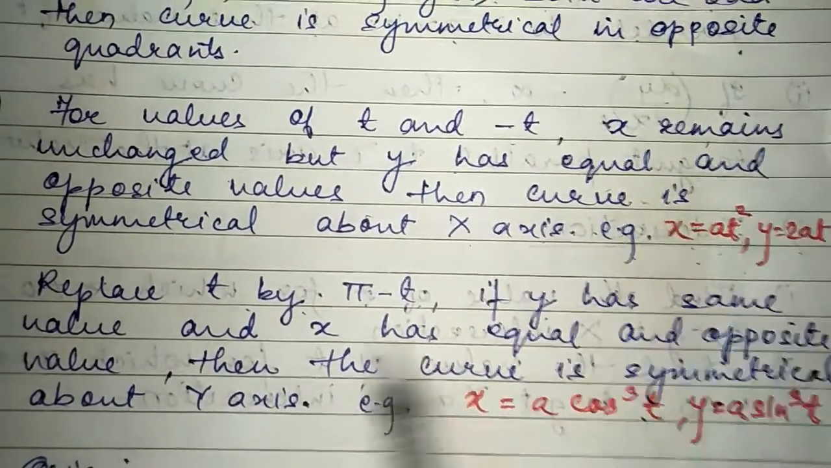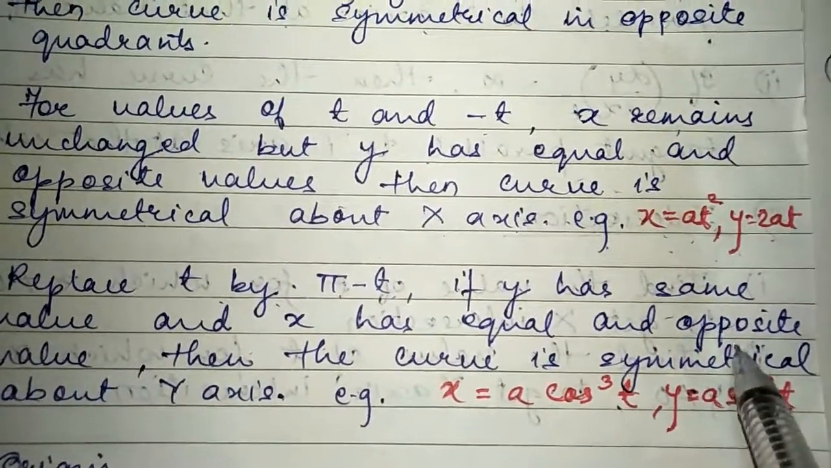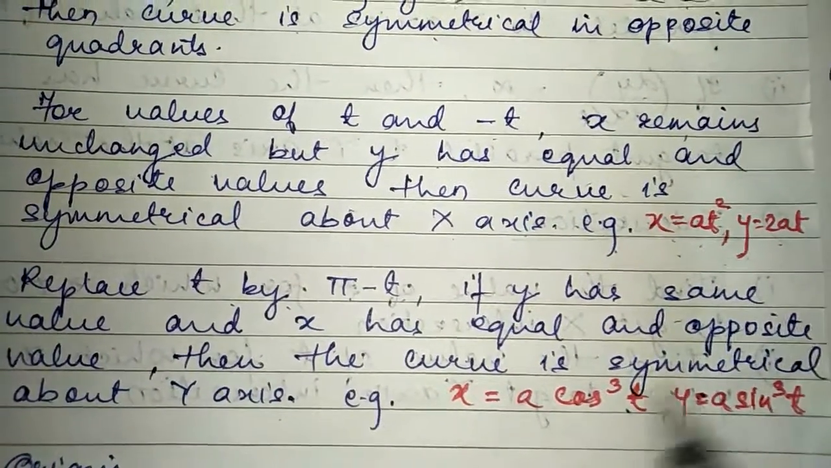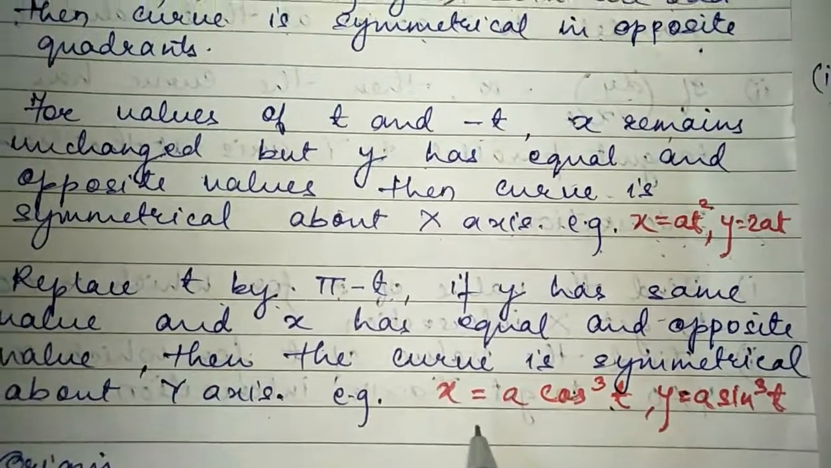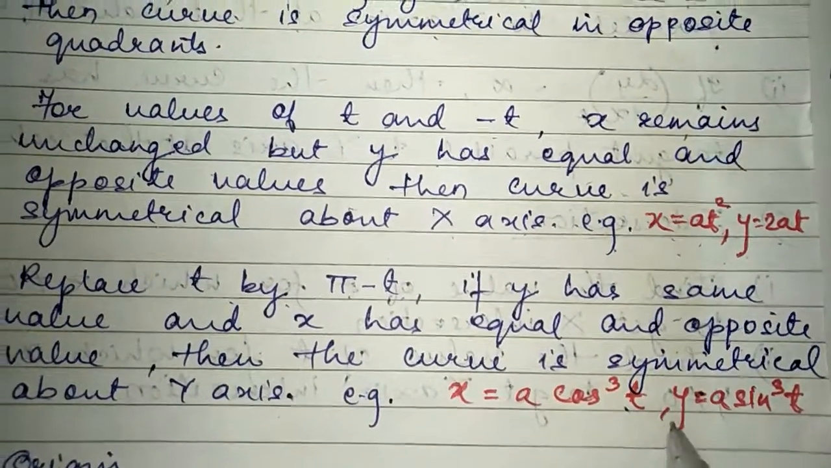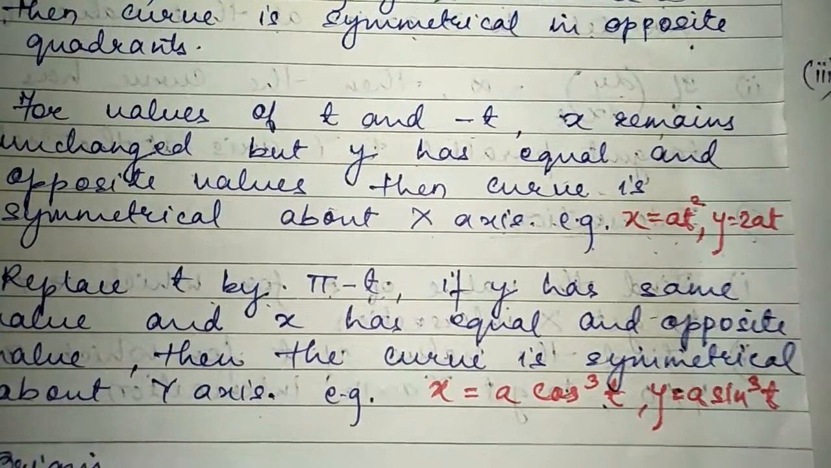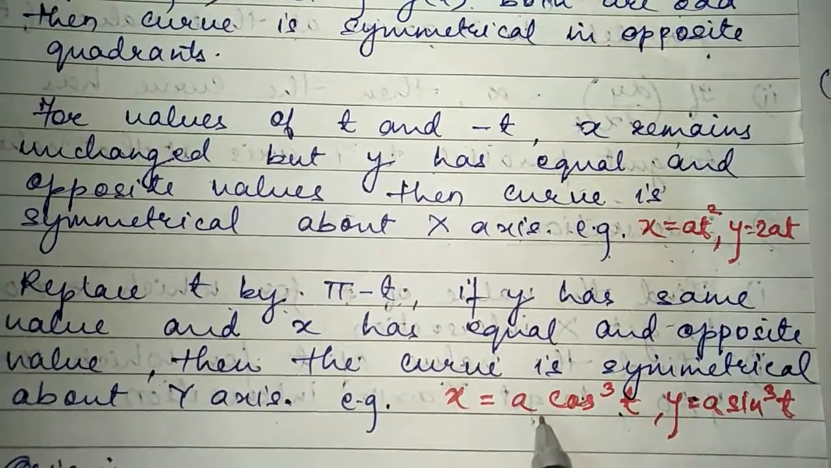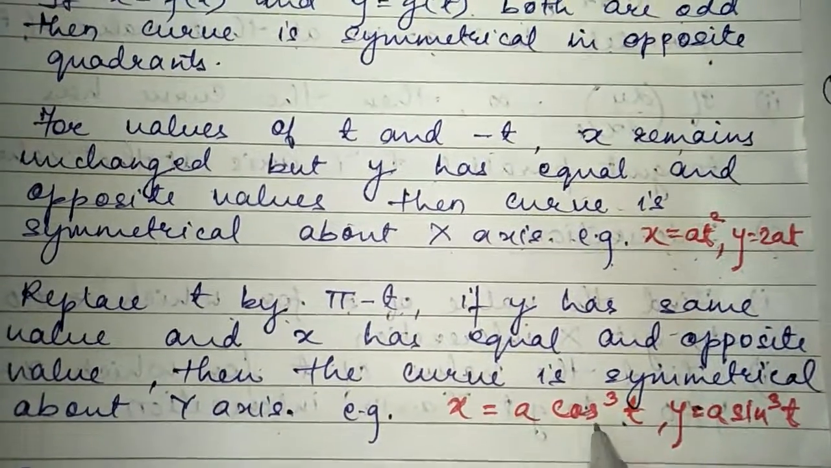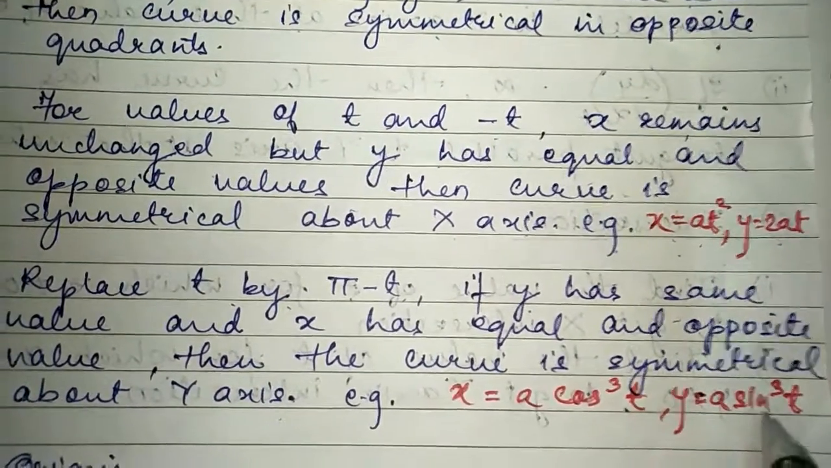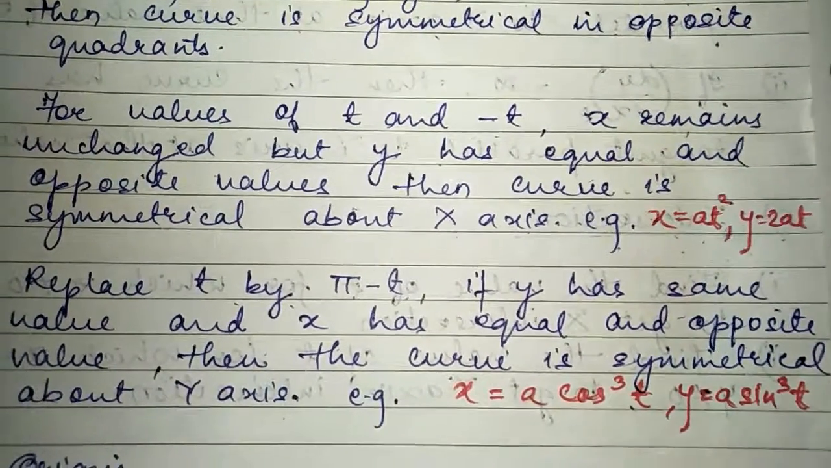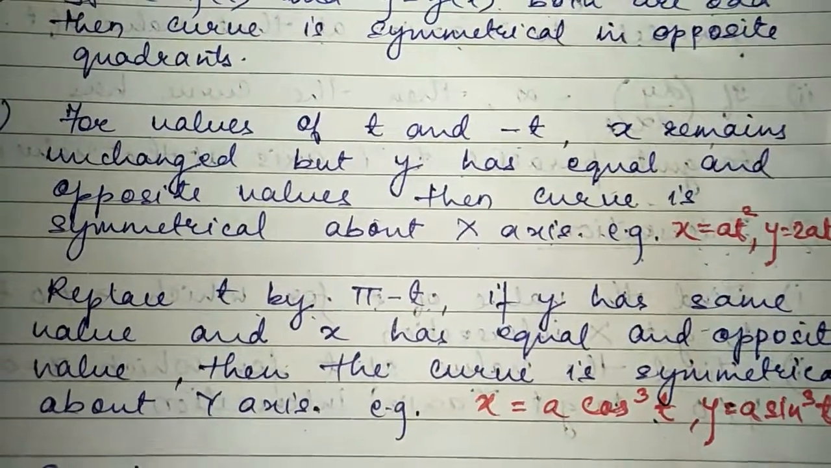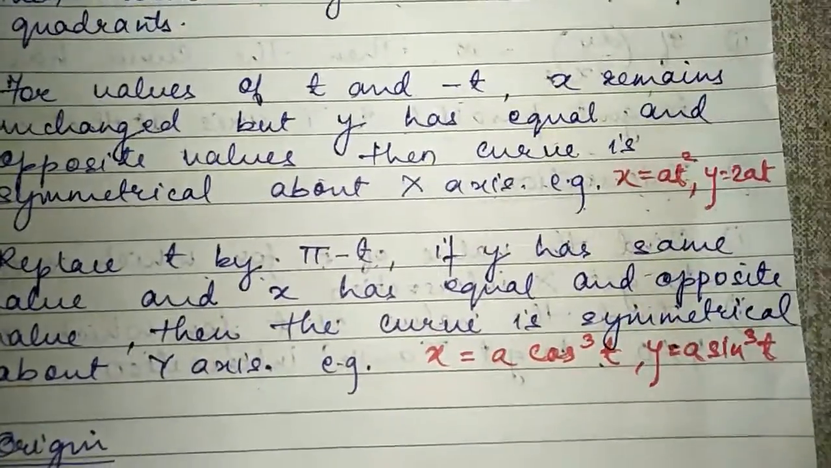If y has the same value and x has equal and opposite value, then the curve is symmetrical about the y-axis. We can see with an example, x is equal to a cos cube of t and y is equal to a sin cube of t. If we replace t by pi minus t, we'll have the opposite value for x, minus a cos cube of t. But for y, the value remains same. So we can say that the given curve is symmetrical about the y-axis.